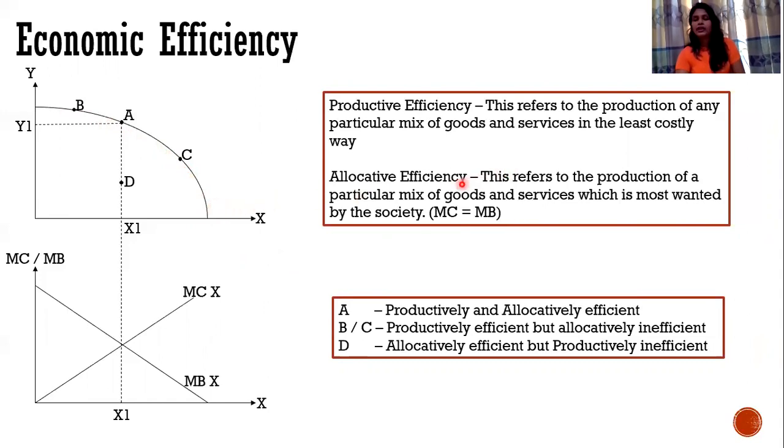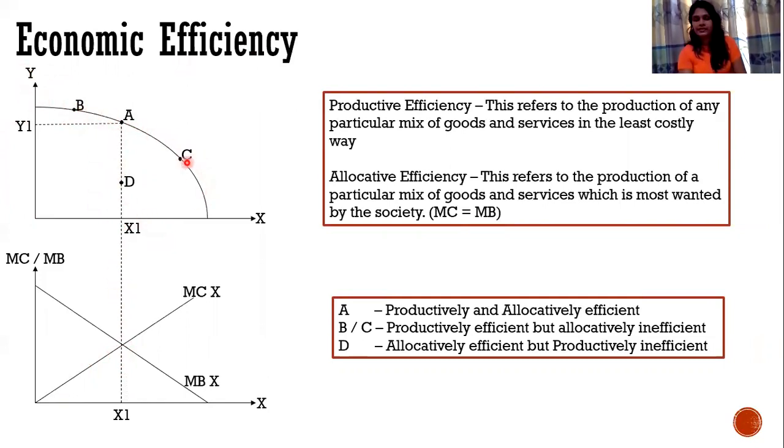Then you have allocative efficiency. That is, the production of any particular mix of goods and services which is most wanted by the society. That is, where marginal cost equals marginal benefit. Any point on the PPC or within the PPC where marginal cost equals marginal benefit is allocatively efficient. For your production to be economically efficient, it has to be productively efficient as well as allocatively efficient.